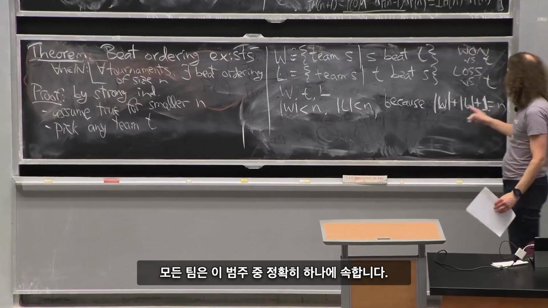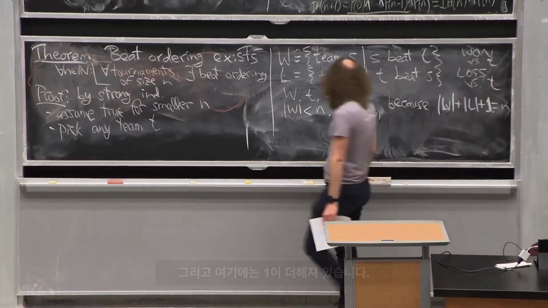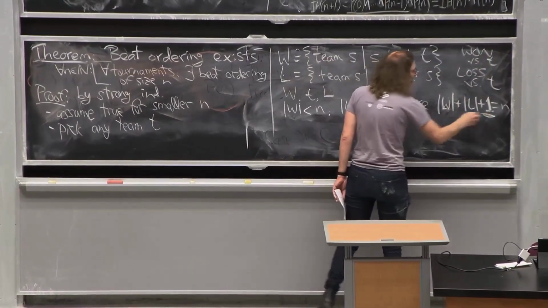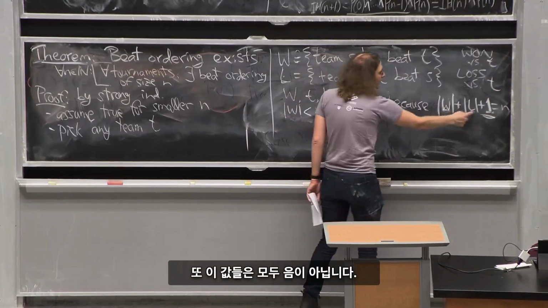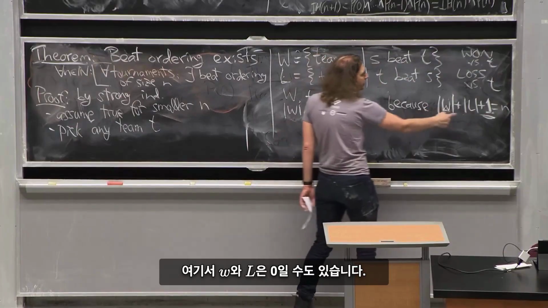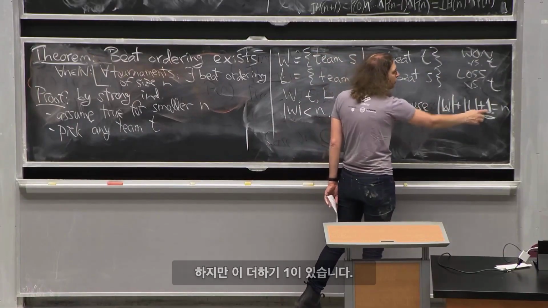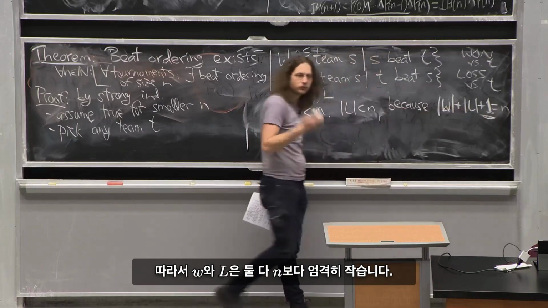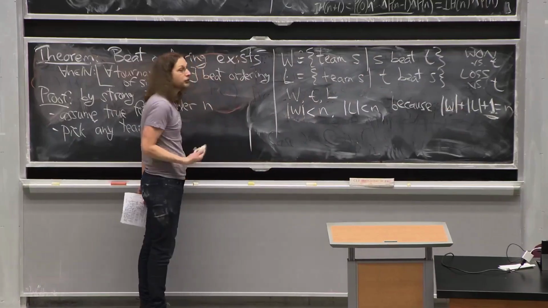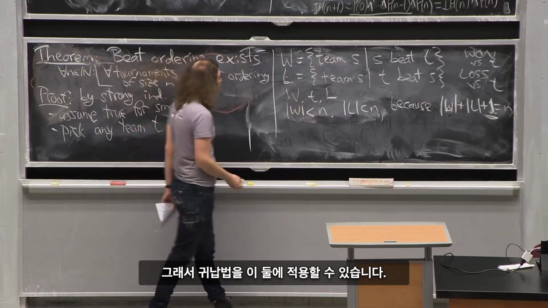Every team is exactly one of these categories. And there's a plus 1 here, and all of these are non-negative. Here, W and L might be 0, but there's this plus 1. That means both W and L are strictly less than n. So the induction applies to them.